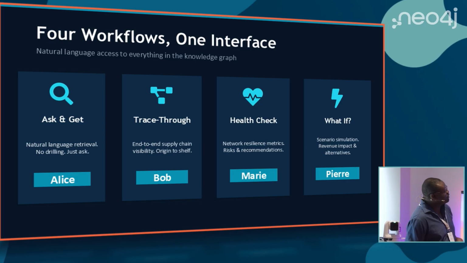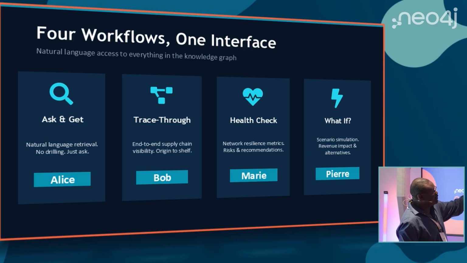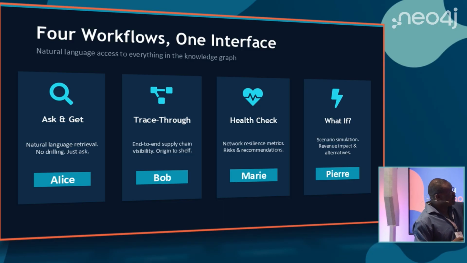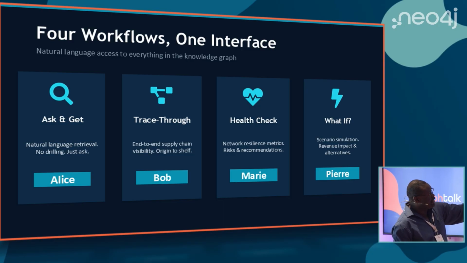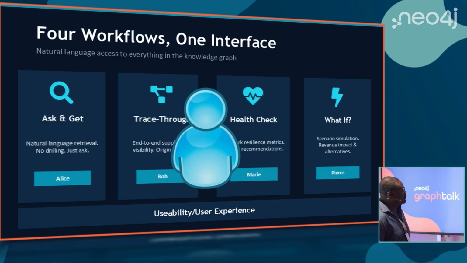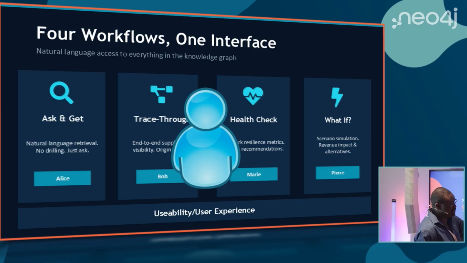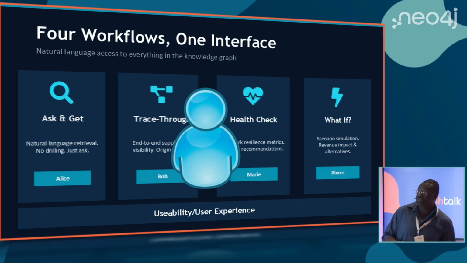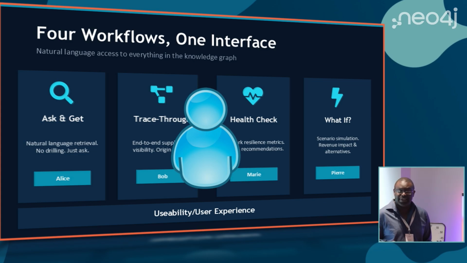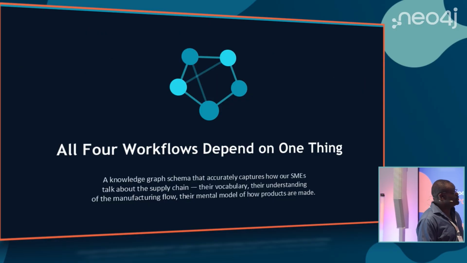So what you want to be able to have is, just ask and get. That's the retrieval that the previous tooling and a lot of the projects we have focus on. But now you can do trace through as well, end to end. You can do health checks and be able to do what if planning as well. And above all, this is what I really, really wanted. It's that usability, so that your users don't have to be trained to use it. It's intuitive, and it's similar to what they're already exposed to in other fields as well.